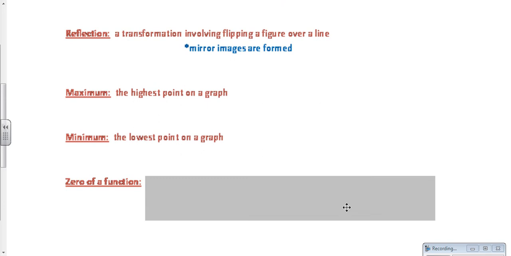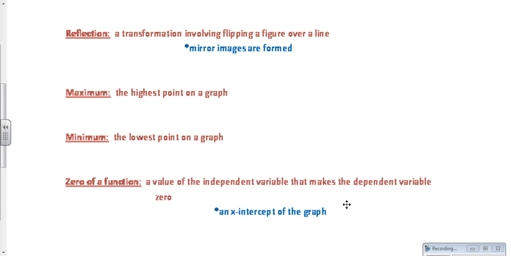The zero of a function. A value of the independent variable that makes the dependent variable zero. So again, when you're asking for the zero of a function, it is the value of the independent variable that makes the dependent variable zero. So when is the y value zero? Okay, and we'll look at that when it comes to the graphs. In other words, what is the x-intercept of a graph?